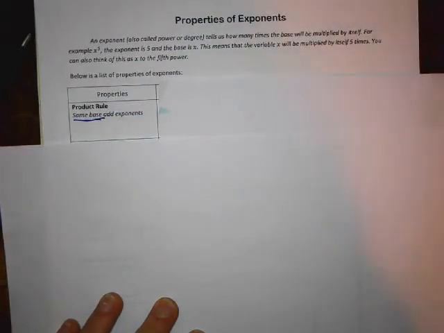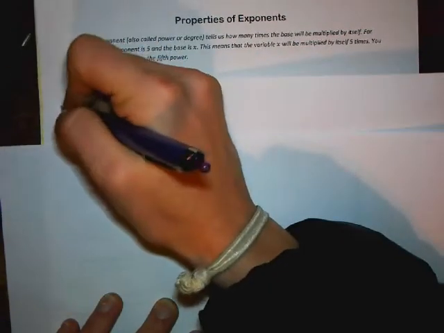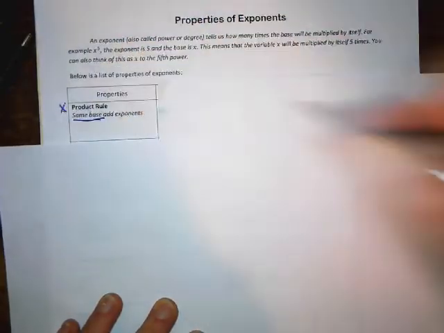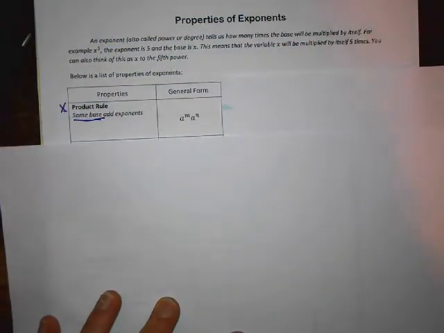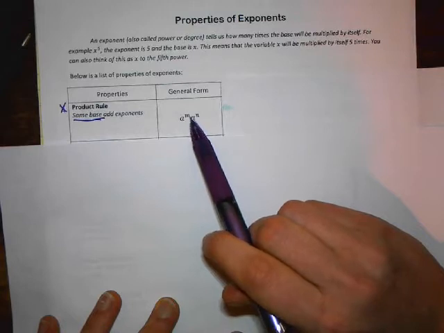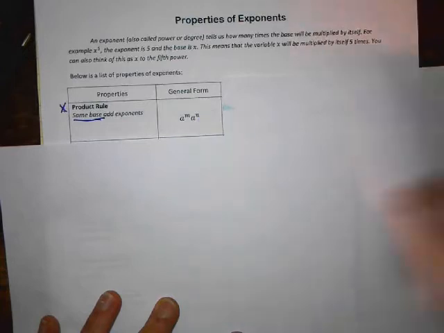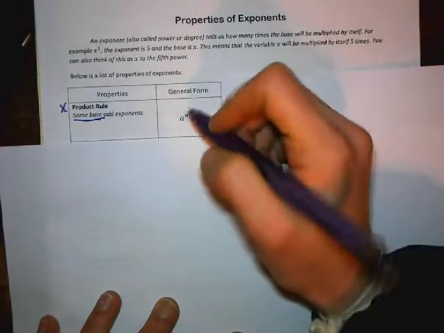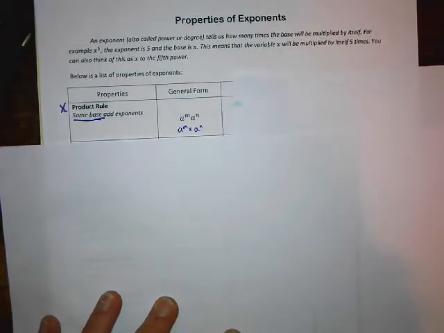So let's start with the first one, the product rule. So remember that product means multiplication. So in general form, we're going to use variables first to express what we're talking about. So let's say we have the same base, and that's a, and it has different exponents, and those are going to be m and n. What do we do when we're multiplying two numbers, same base, different exponents?